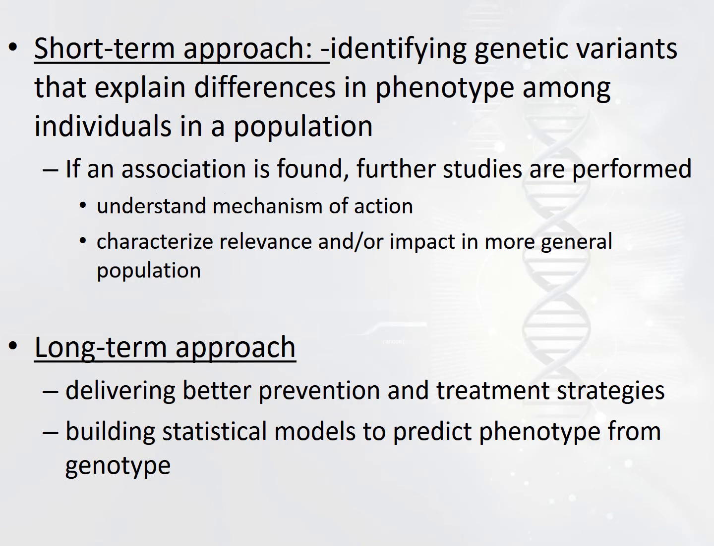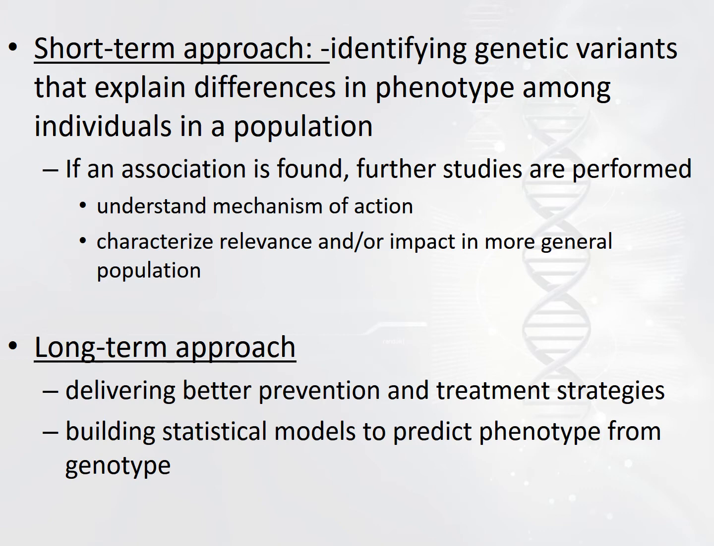So once a new genetic association is identified, the next step is for researchers to use that information to further characterize the functionality of the variant, basically to determine the underlying mechanism of action for its contribution to a certain disease. Also, they can characterize the relevance or the impact of that variant towards the general population.